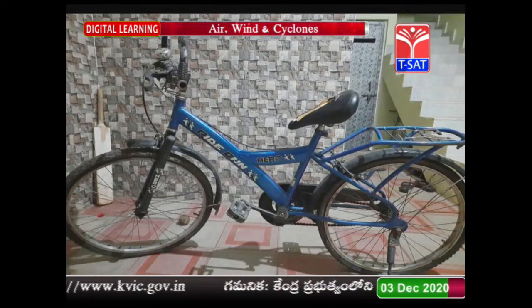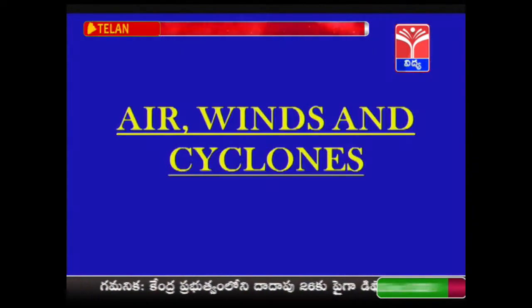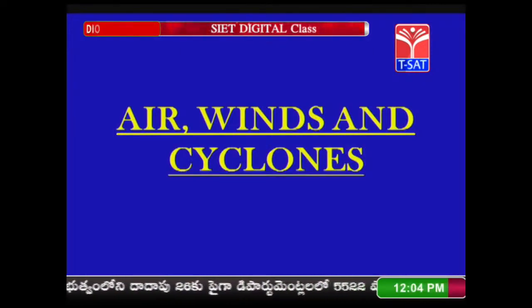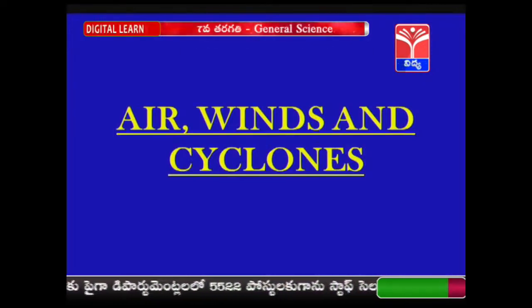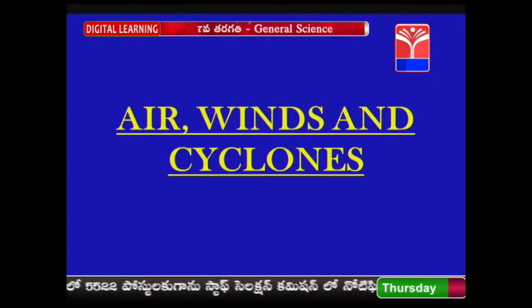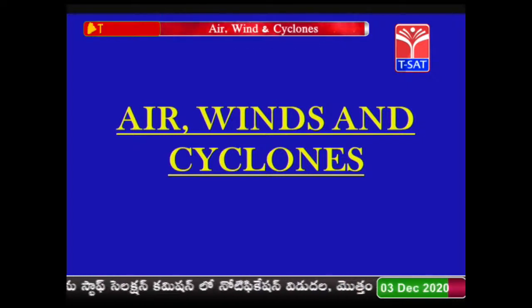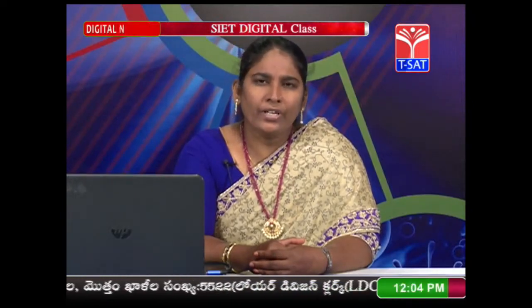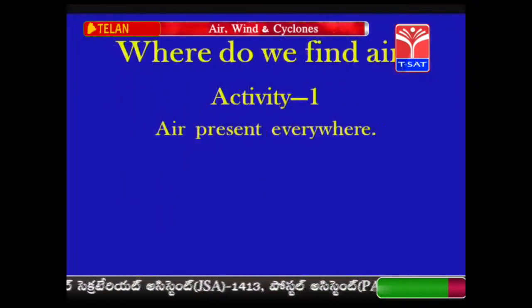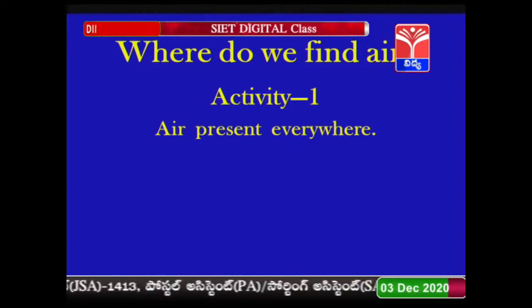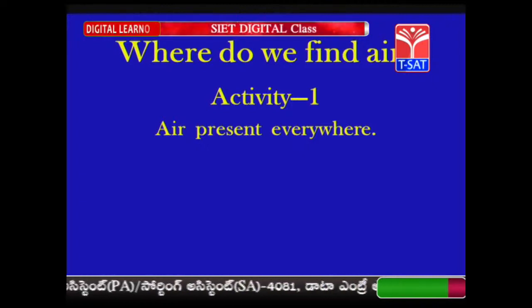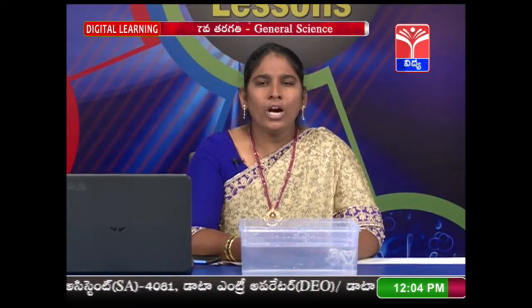So, today our topic is air, winds and cyclones. Today we are here to learn more about air, winds and cyclones. Children, we will try to do some activities and learn some of the properties of air. Children, air is present everywhere. Yes, to prove that we do an activity here.